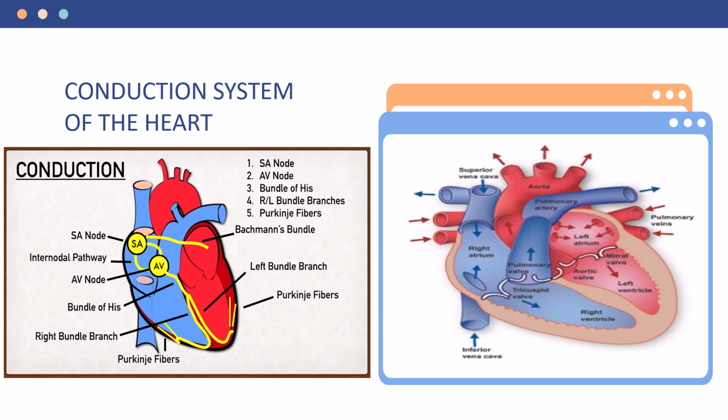So as we know, it is the SA node first, that is in the atrium, followed by the AV node, which is near the periphery of your right atrium, followed by the bundle of His, which bifurcates into the right and left bundle branches, and then it disseminates into the Purkinje fibers. Okay.